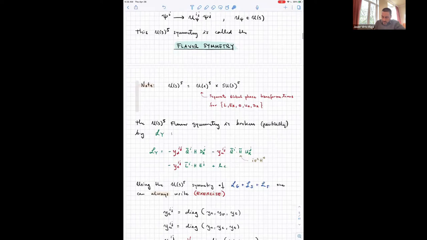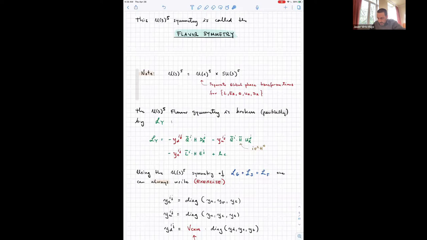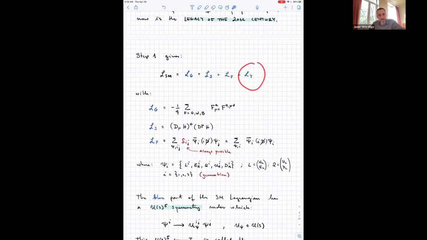Now, this big flavor symmetry is no longer a symmetry of this green Yukawa part of the Lagrangian.